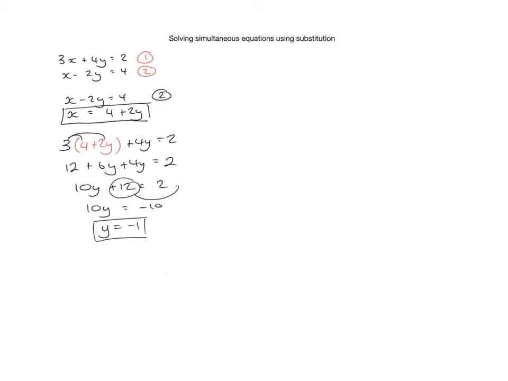So let's sort that out now. x is equal to 4 plus 2 times y, which is minus 1. So x is equal to 4 minus 2, and x is equal to 2. So therefore I now have both my answers: x is equal to 2 and y is equal to minus 1.